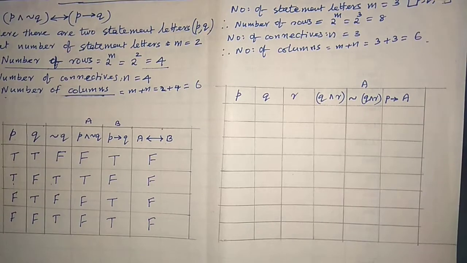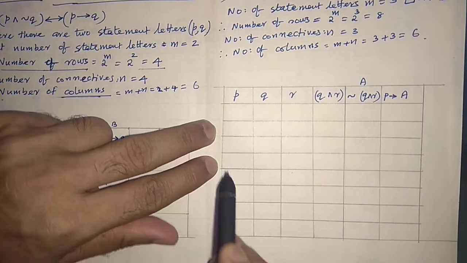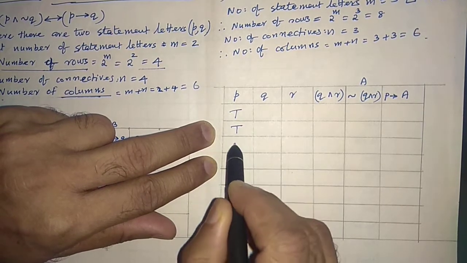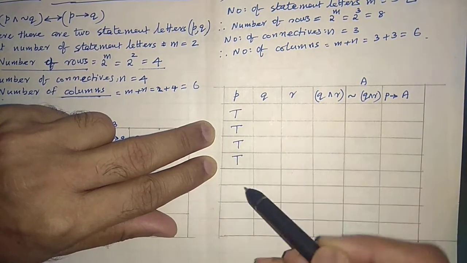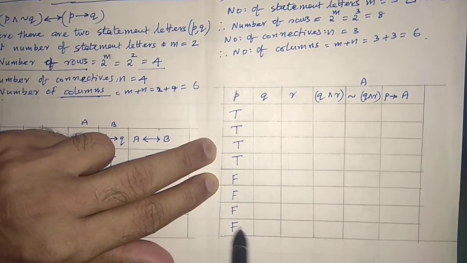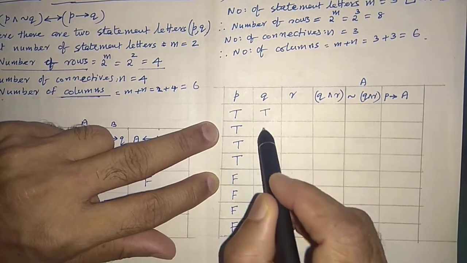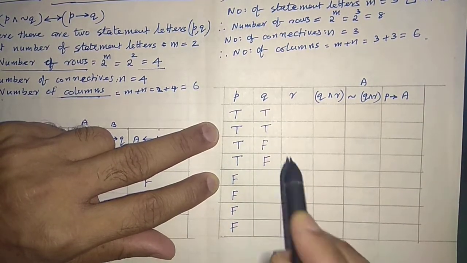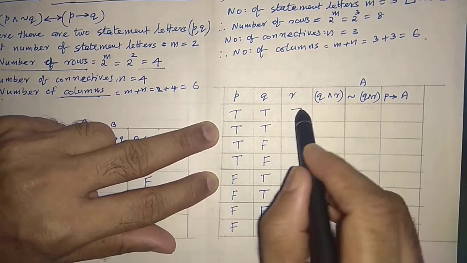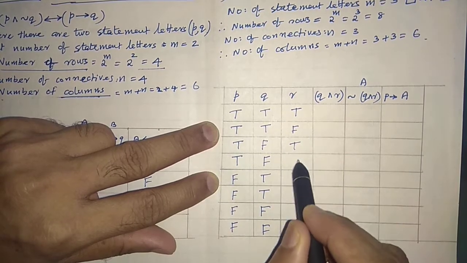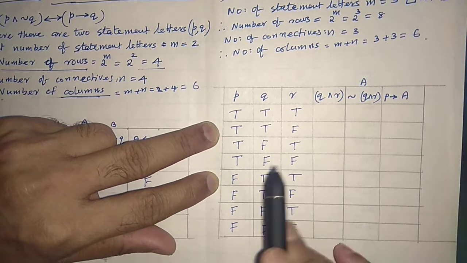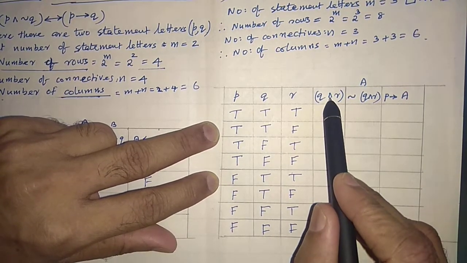Now here we have to make these statements. 3 statement letters are there. The first one has 4 T's, then 4 F's. For the second one, double T, double F, again double T, double F. The third one is alternate TF, TF, TF, TF. We form this one. Now Q conjunction R.